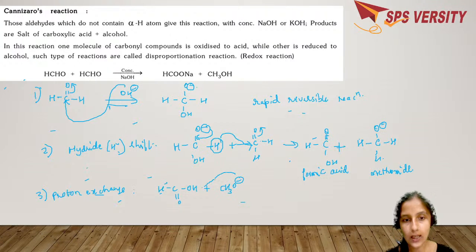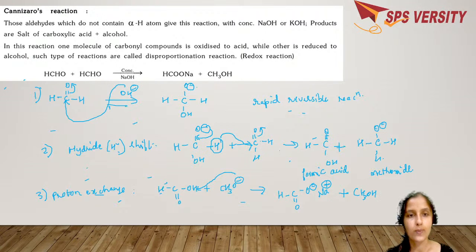That means this will take this proton, because of which you get H, C double bond O and O minus, to which you have Na. If you use NaOH, then you have Na. If you use KOH, then you have K, along with the formation of CH3OH. So one of the molecules has been oxidized to this and the other molecule is reduced.